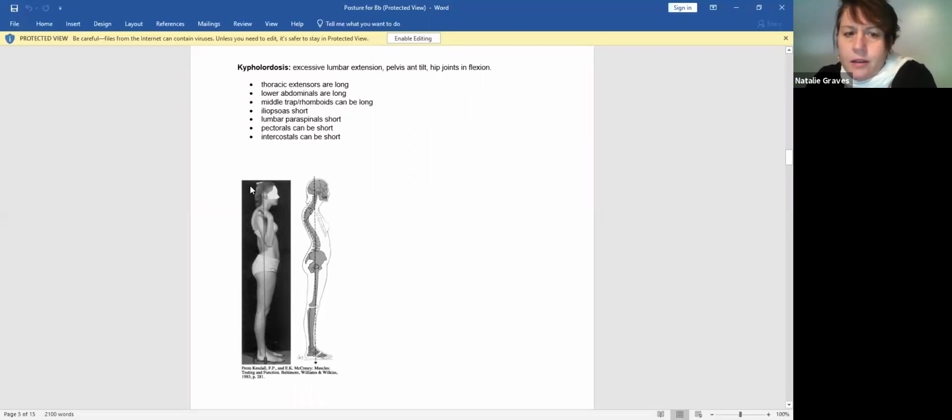So in this case, the thoracic extensors, here the erector spinae on the back side of the spine, are going to be too long, and therefore they are going to be weak. And so what we're going to do is come back and say, okay, how do I know if this is long and or if this is weak? So that's where we're going to get into the length test and the strength test. So here, the thoracic extensors are too long. The lumbar extensors are going to be short.